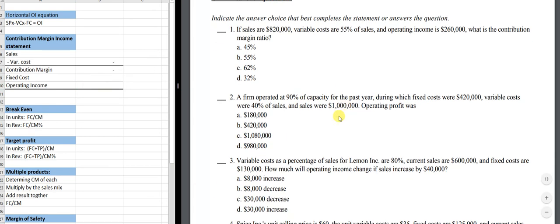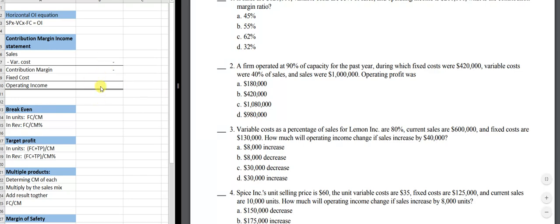Question number two: the firm operated at 90% of capacity for the past year, during which fixed costs were $420,000, variable costs were 40% of sales, and sales were $1 million. Generally speaking, when I have percentages, I migrate to this one, although you could probably do it in other ones. I'm just going to plug in the numbers, 90% of capacity. Even if you don't know what to do with that, just keep it in mind and highlight it.